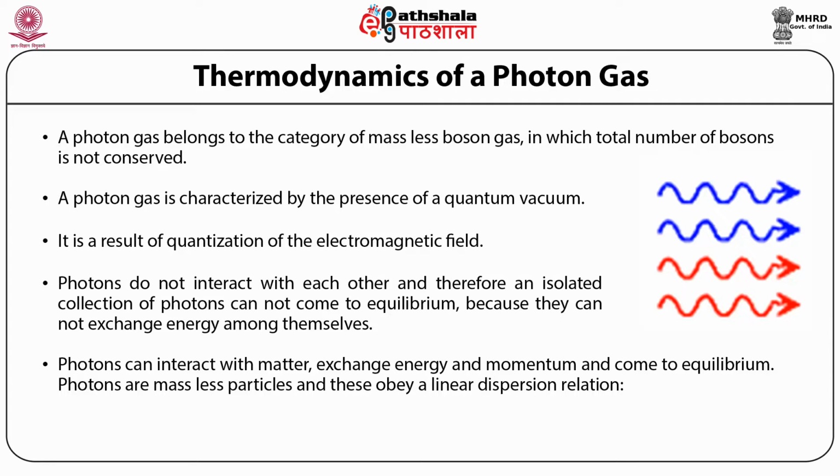Photons are massless particles, and these obey a linear dispersion relation. Epsilon is equal to c times p, which is equal to c h bar k, which is equal to h bar omega, where c is the velocity of light, p is momentum, k is wave vector, and omega the angular frequency.